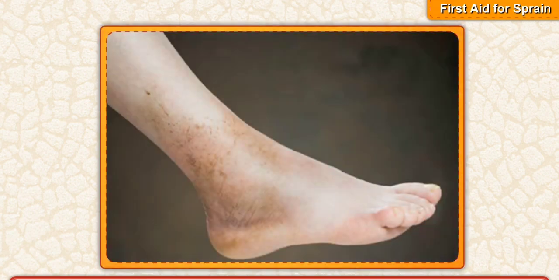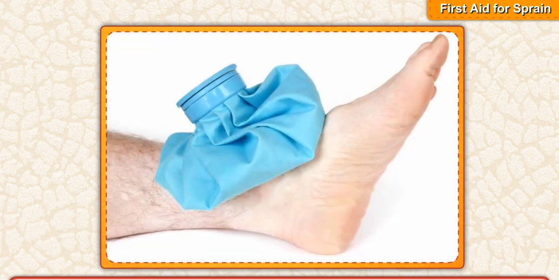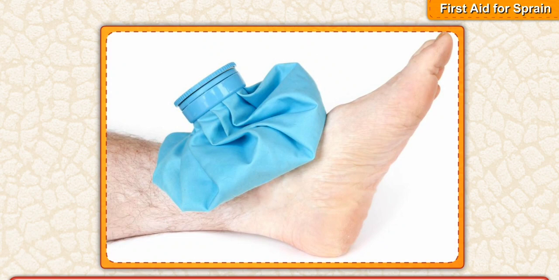First aid for sprain. A sprain is caused when the tissues around a joint get torn. The affected area swells up. On the swelling, rub ice till the swelling subsides.